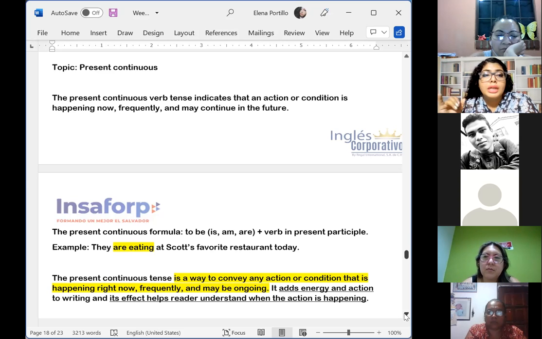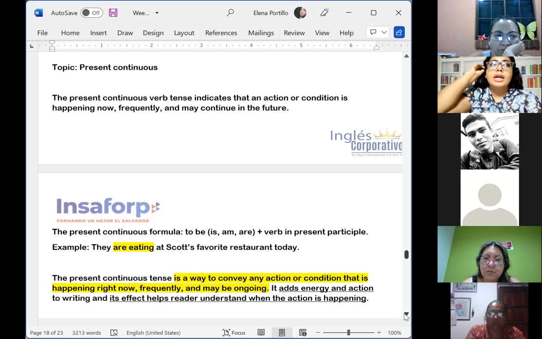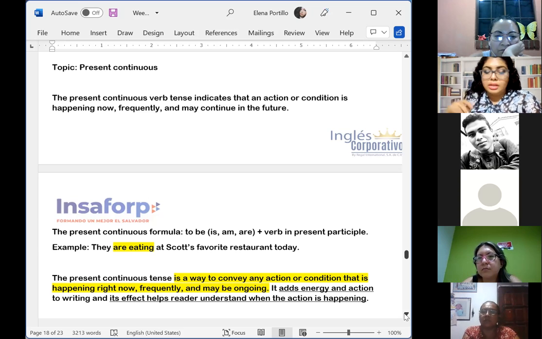That's very simple. Then, we have that the present continuous formula is the verb to be in the specific way to write with the pronouns, is, am and are, plus the verb in present participle. This is something that we already have because we have this kind of a list. Esta es una lista que ya tenemos nosotros sobre los verbos. ¿Cuál es el verbo en presente participio? We have a list of this kind of verbs. Then we have the examples.